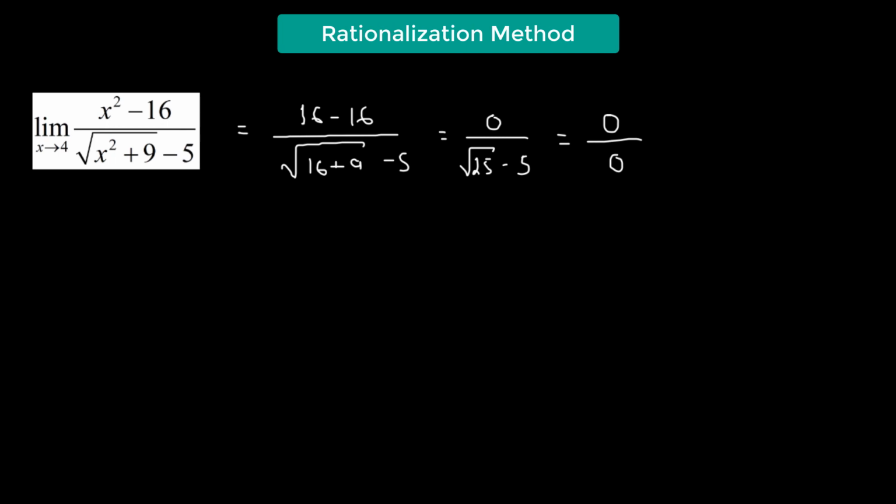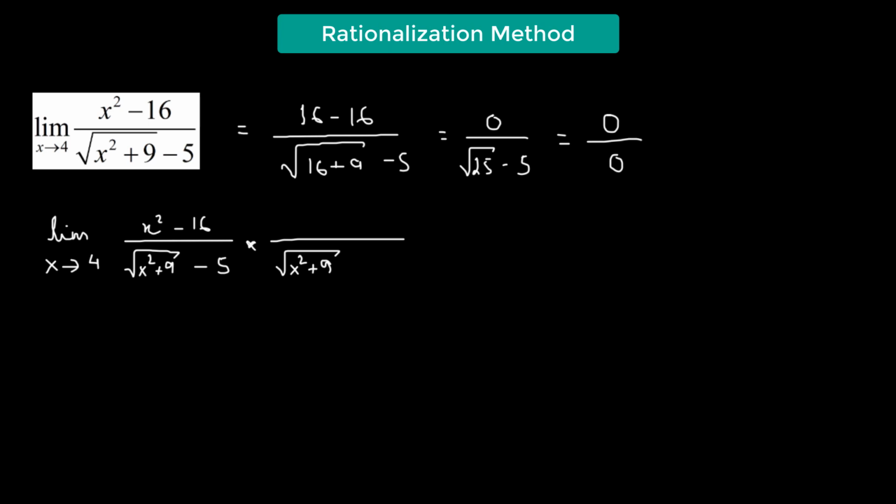So that means we are getting an indeterminate form. So we have to do some factorization, but before doing some factorization, what we are going to do is get rid of the square root from the denominator. So that can be done by rationalizing it. So we consider the function x squared minus 16 divided by the square root of x squared plus 9 minus 5. So we take the conjugate of the denominator, so that will be the square root of x squared plus 9 plus 5. So we multiply that to the numerator as well as the denominator.